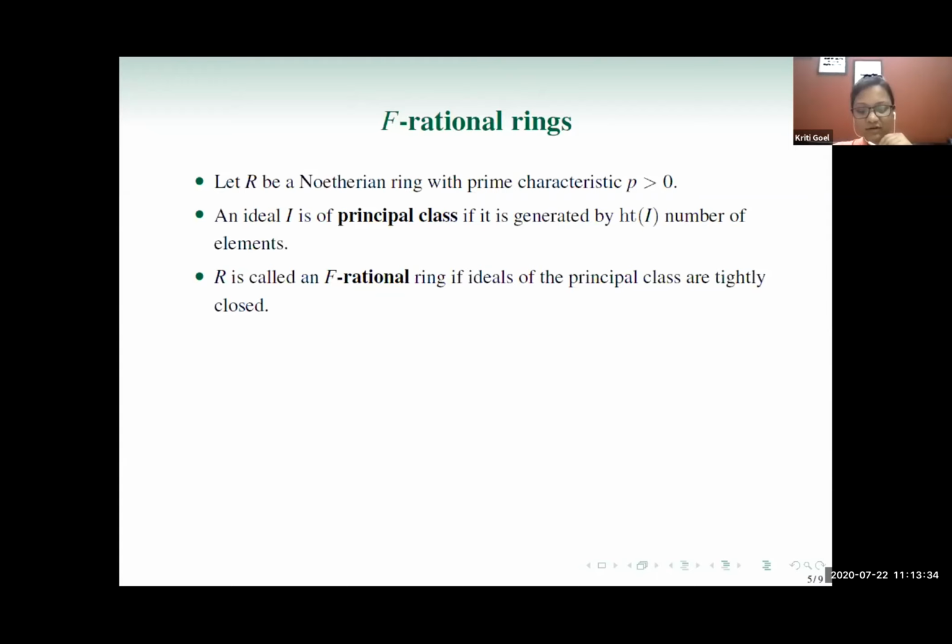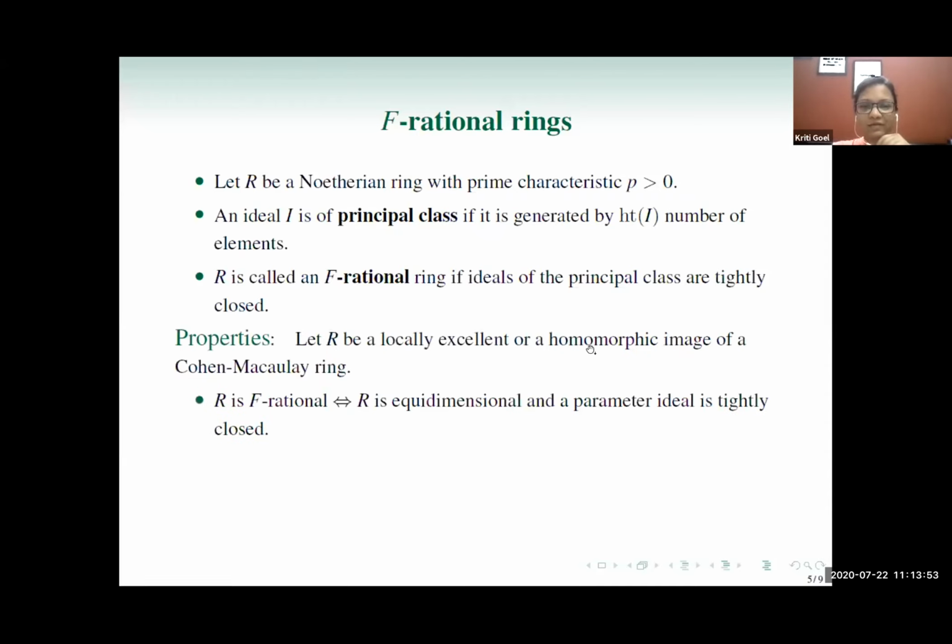closed. Now, these F-rational rings also have certain interesting properties. These properties help in characterization of F-rational rings, and also, of course, they help in building up more examples and in checking various examples. I'll just mention a few properties here to give you a feel of F-rational rings. So we assume R is either a locally excellent ring or it is a homomorphic image of a Cohen-Macaulay ring. In this case, the ring is F-rational if and only if it is equidimensional and there exists a parameter ideal which is tightly closed. What is interesting to observe here is that we only need to check for one particular parameter ideal.